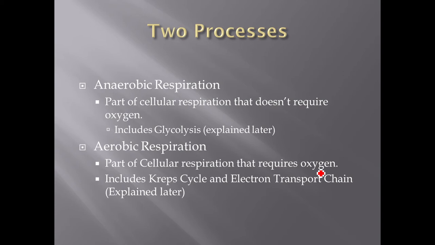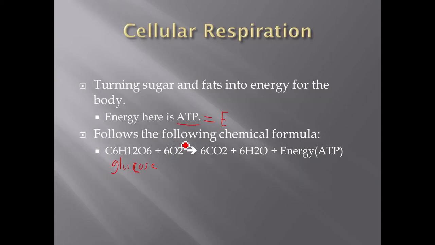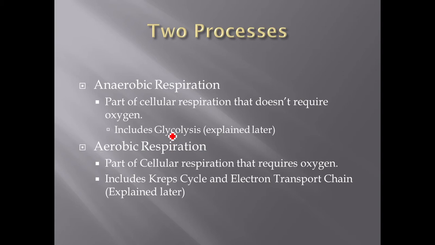So there's two processes that are a part of this. There's anaerobic respiration. This is the part of cell respiration that does not require oxygen. Certain parts of it do not require that you use oxygen. If you look back here, guys, you can see oxygen is a pretty big deal in the process because it requires 6 molecules of oxygen in order for it to actually work. So there's only one step that is anaerobic that we'll be talking about in this class, and that's glycolysis. And I'll go into more detail about what glycolysis is later.